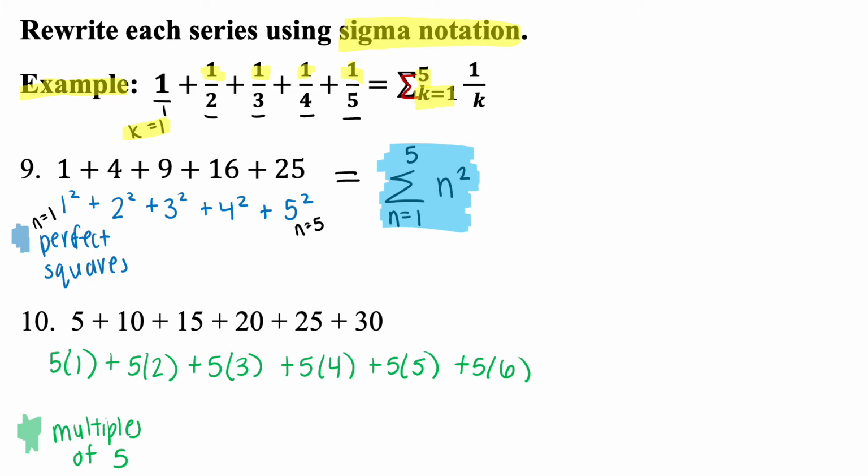So because these are all multiples of 5, now that I've taken that 5 out, I see my n values 1, 2, 3, 4, 5, and 6. So starting when n equals 1, and this time going until n equals 6. So we can write this as the sum, sigma, from when n equals 1, this time ending at 6. And then we want to write the pattern and just replace those 1, 2, 3, 4, 5, 6 with an n. So this would be 5n.